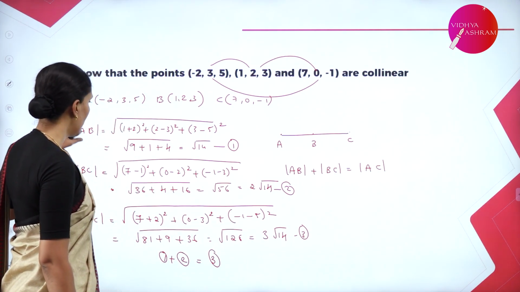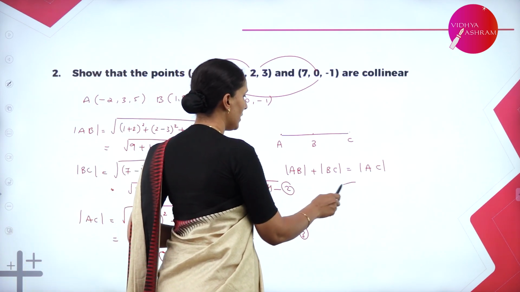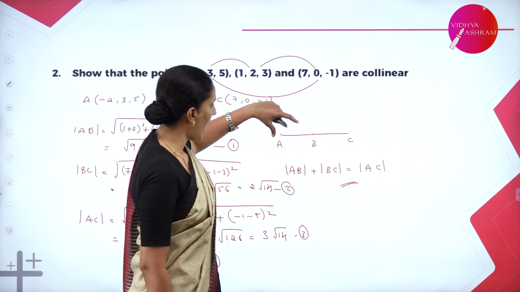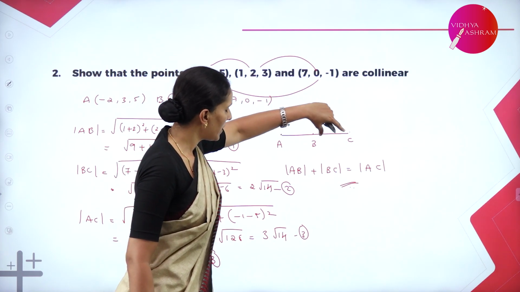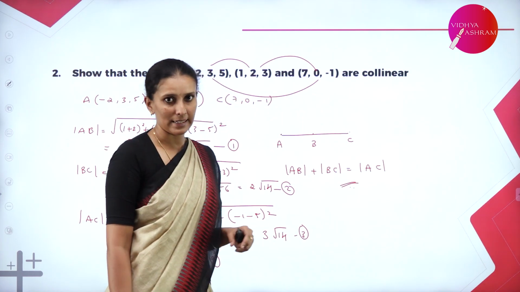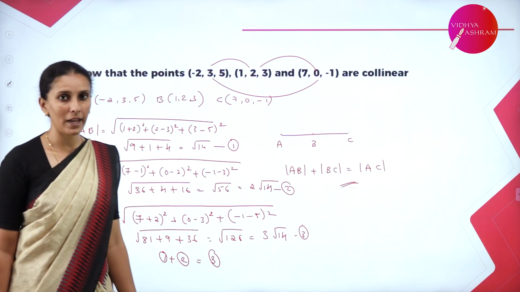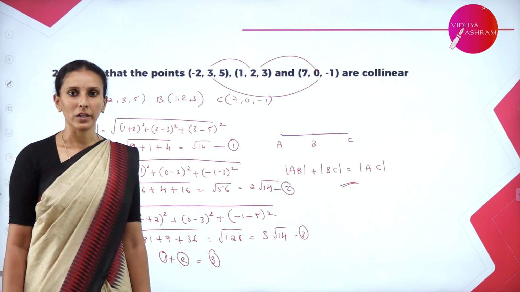So we are getting AB plus BC is equal to AC. So when you add the line segments AB and BC, you will get the line AC. So thus it shows the 3 points lie on the same line and hence the points are collinear.